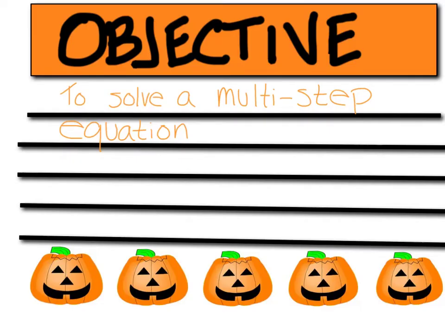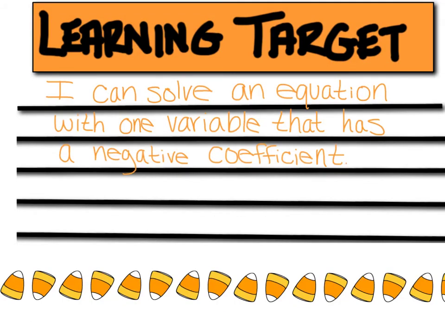Yeah. Alright, objective for today is to solve a multi-step equation. And our learning target, you should be able to solve an equation with one variable that has a negative coefficient.